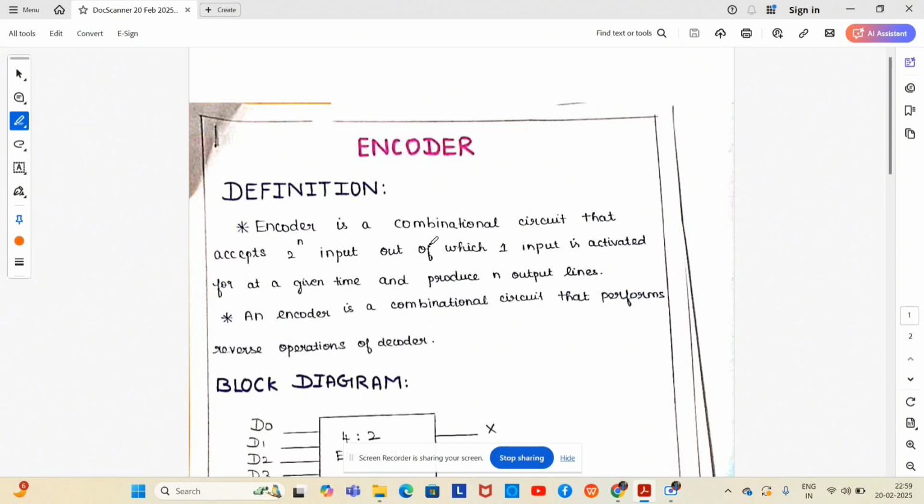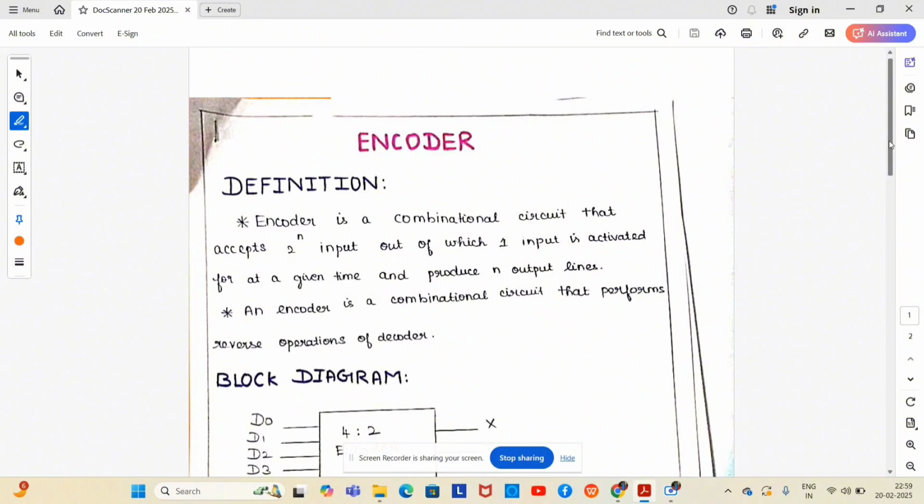So generally there are different types of encoders. Some of the commonly used types of encoder in digital electronics are 4 is to 2 encoder, 8 is to 3 encoder, that is octal encoder, and decimal to BCD encoder. So this is the general information about encoder. Encoder accepts 2 power n inputs and produces n outputs.